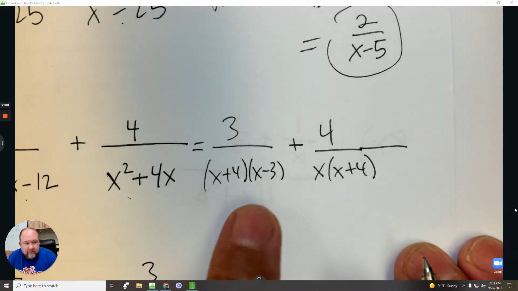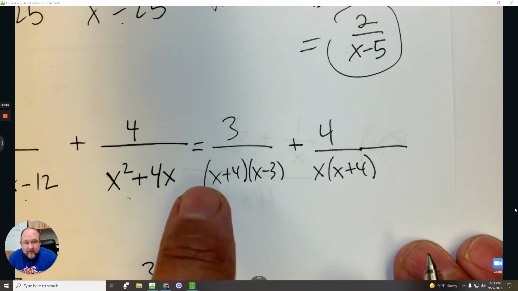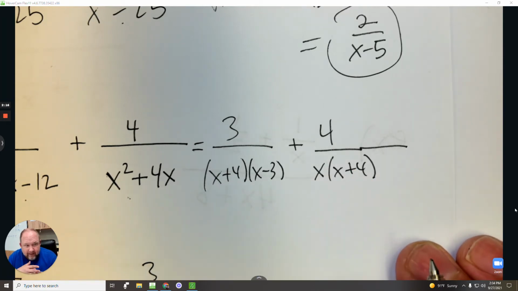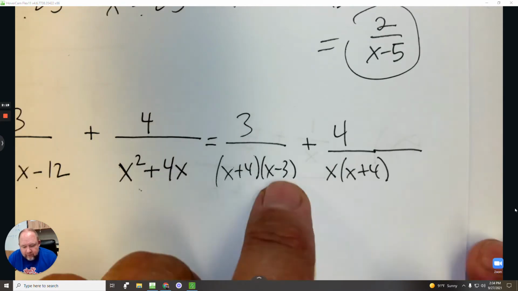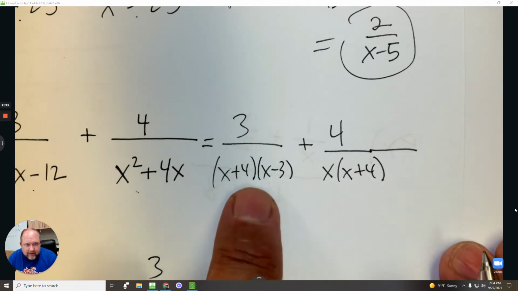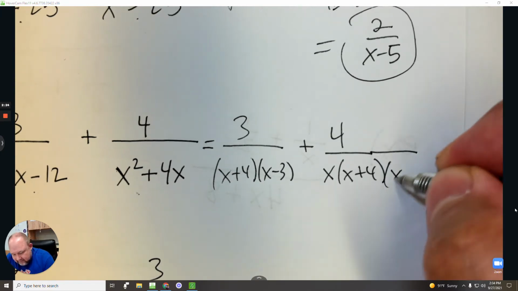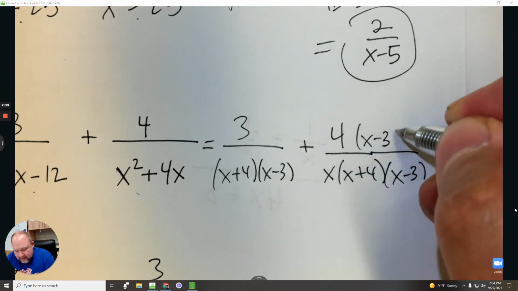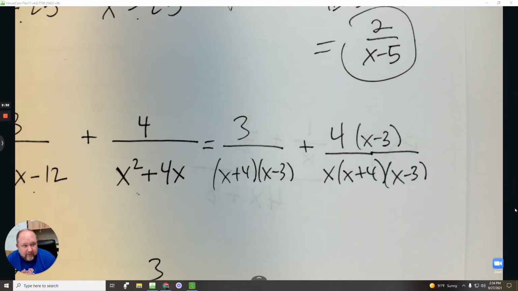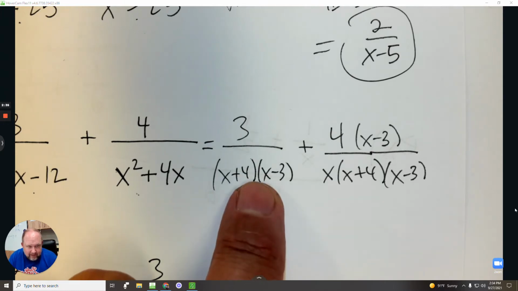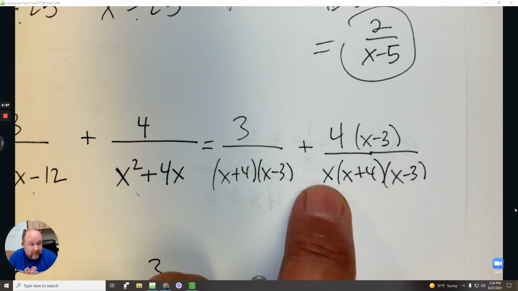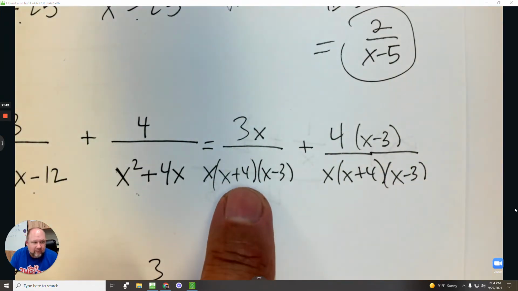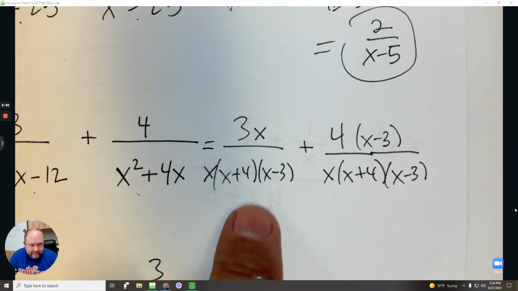Now my goal is to make the denominators the same, so I want to see if there's anything the same right now. So x plus 4 and x plus 4 are the same, so then I need to include what's not the same. So what does this denominator need that this one has? And so the answer is it needs an x minus 3, so they can match. And whatever I multiply to the denominator, I need to multiply to the numerator. And then I look, what does this denominator need that this one has? So it needs just an x. So I multiply top and bottom by that. Now look carefully. Are the denominators the same?